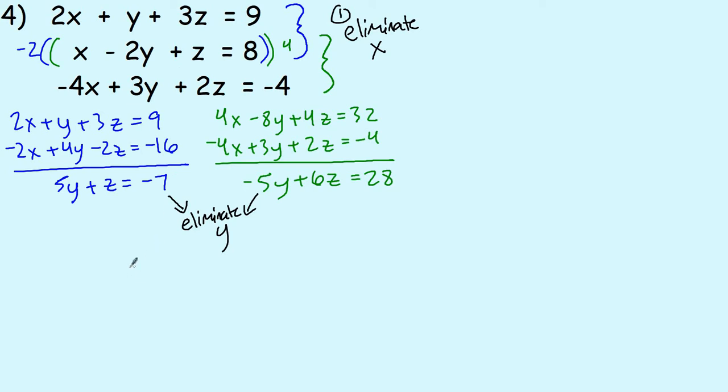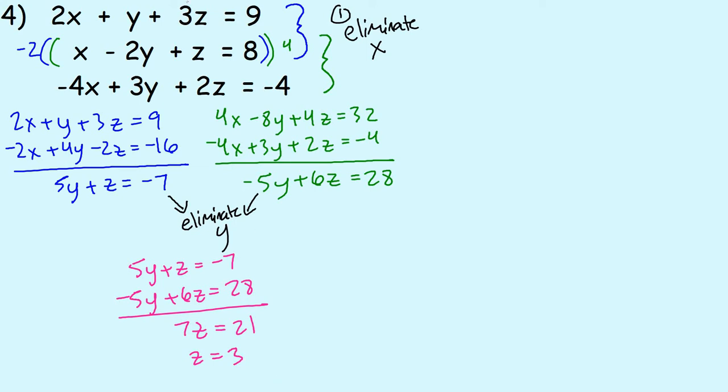Okay, so here we have 5y plus z equals negative 7. Negative 5y plus 6z equals 28. 7z equals 21. So z equals 3.